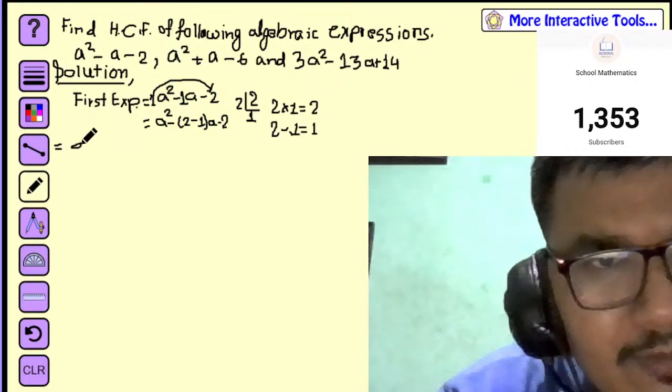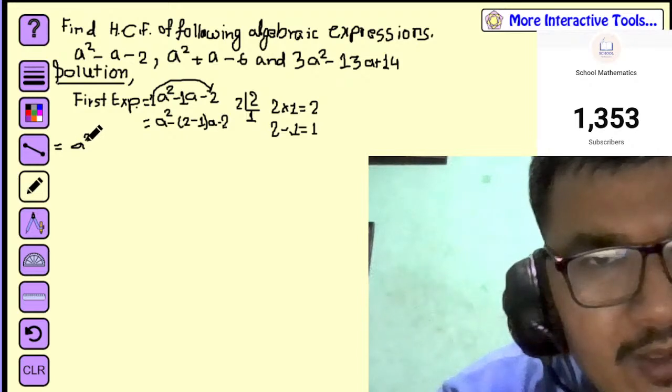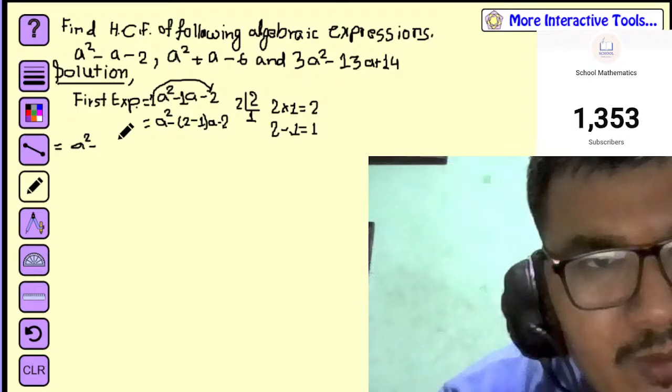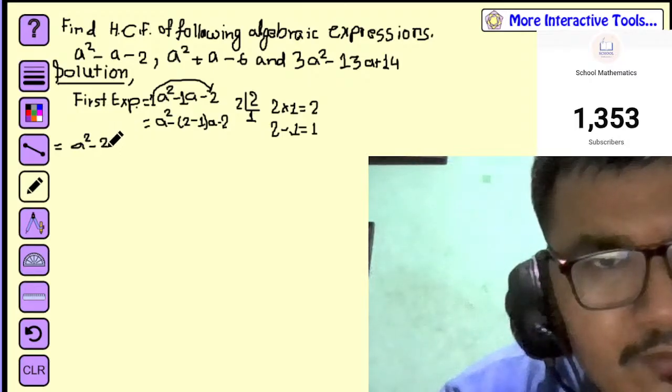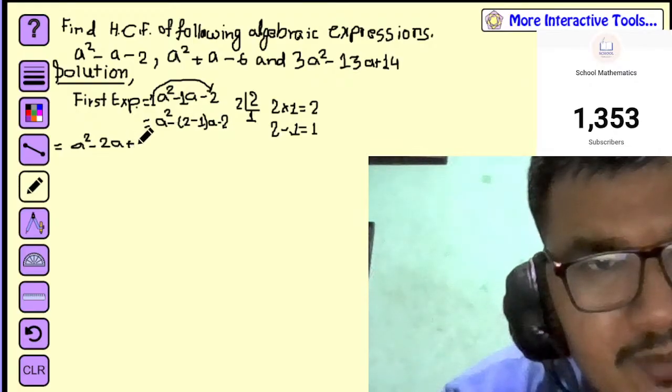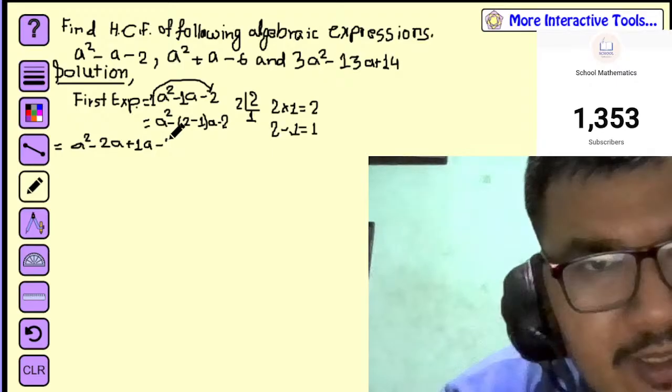Okay, now after this we have to remove this bracket, then it will come here like this. See children, there will be a square. Okay, and minus 2 into a, it will be here 2a, open the bracket like this. Okay, and then here we have to take care, minus into minus is plus here, 1a. Okay, and the last one there is a minus sign there.